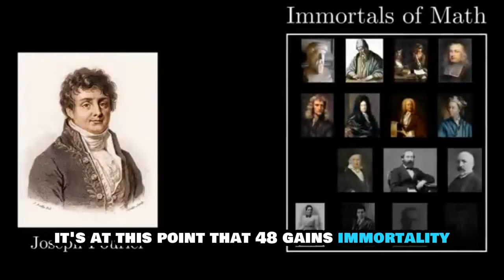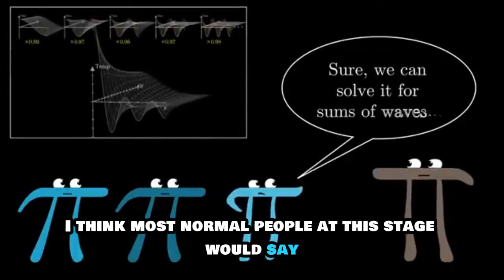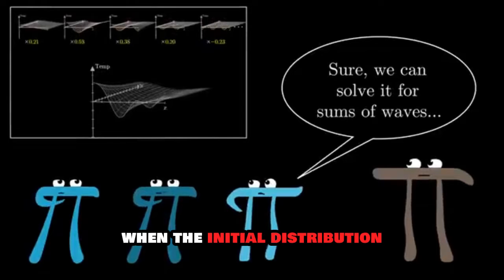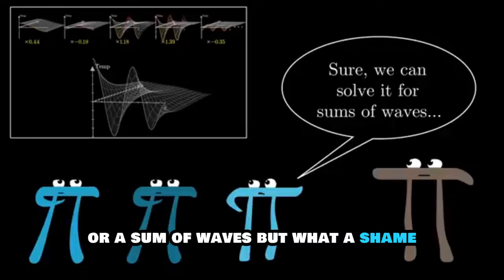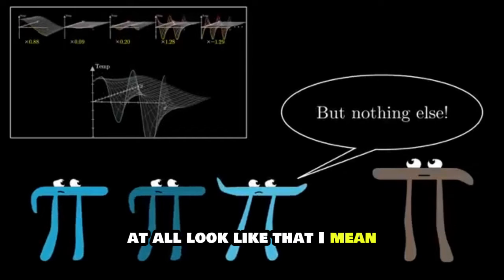It's at this point that Fourier gains immortality. I think most normal people at this stage would say, well, I can solve the heat equation when the initial distribution just happens to look like a wave, or a sum of waves, but what a shame it is that most real-world distributions don't at all look like that.